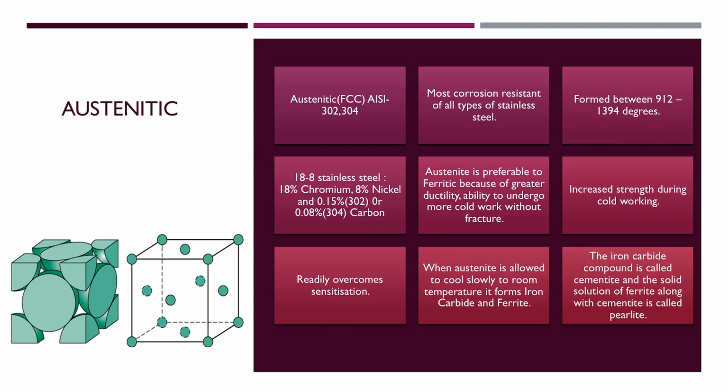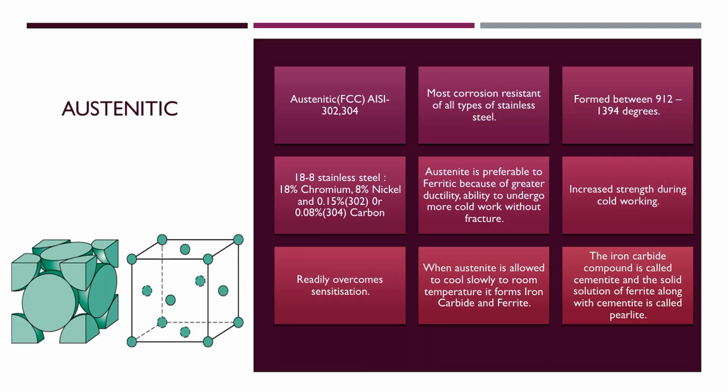Austenitic stainless steel. Austenitic stainless steel has a face-centered cubic structure with an AISI classification of 302 and 304. It's the most corrosion resistant of all types of stainless steel and is formed between 912 to 1394 degrees. It is also called 18-8 stainless steel with 18% chromium, 8% nickel and 0.15% or 0.08% carbon. Austenite is preferable to ferritic because of greater ductility, ability to undergo more cold working without fracture. It has increased strength during cold working.